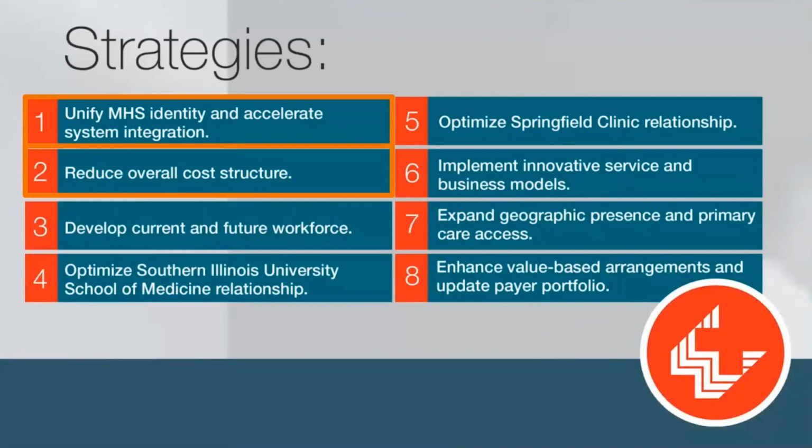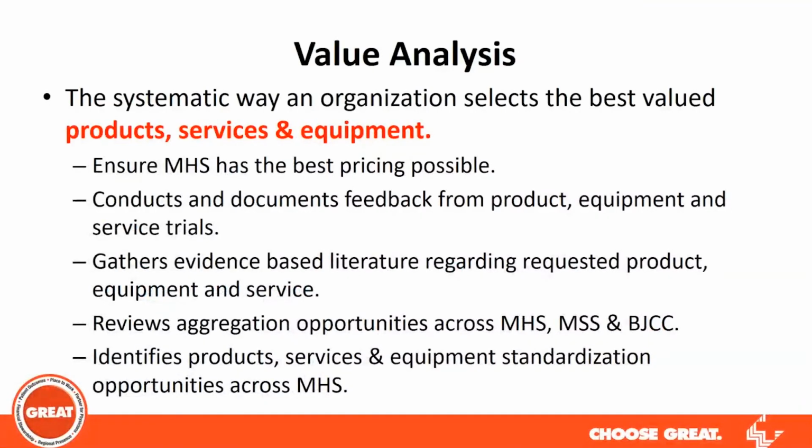Our value analysis process aligns with our top two strategies for the health system: to unify MHS identity and accelerate system integration, and to reduce our overall cost structure. We use this process for products, services, and equipment. When we talk about service, we mean any contracted service for a piece of equipment, or contracting with someone to provide you a service. Following this process, we make sure we have best pricing across the health system.